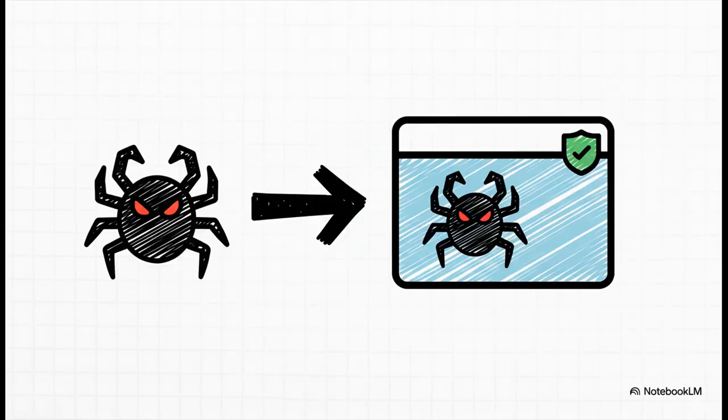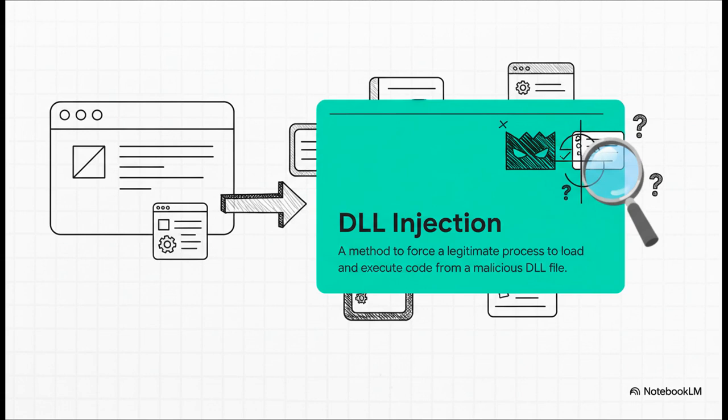But you know, the most sophisticated attackers, they don't even want to run their own programs if they can help it. I mean, why risk getting caught when you can just force a program that the system already trusts to do your dirty work for you? This is where the whole game of deception gets really, really interesting. The technique is called DLL injection.